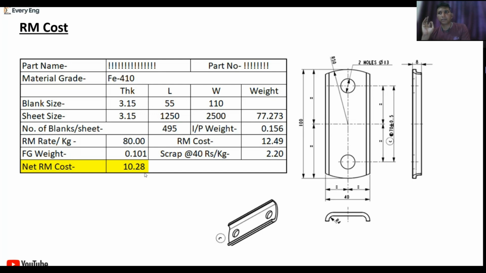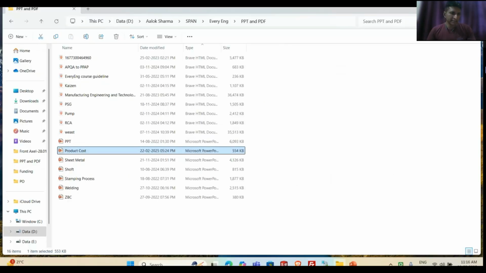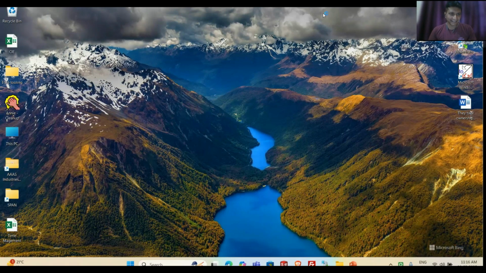In every drawing we have the FG weight. If you want to understand, we can show some OEM's drawing so you can understand. Just a second, if we have the drawings, but these drawings are only for knowledge. We are not sharing them for any other purpose.